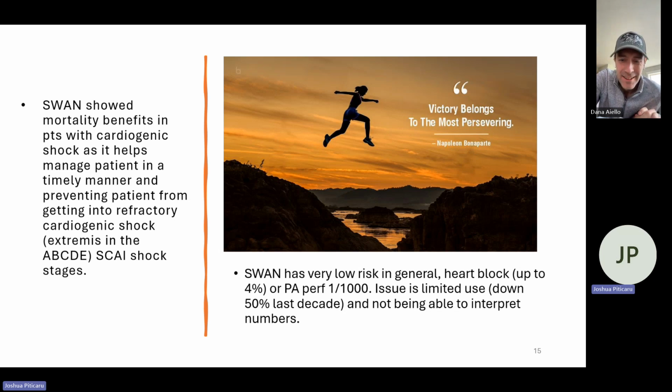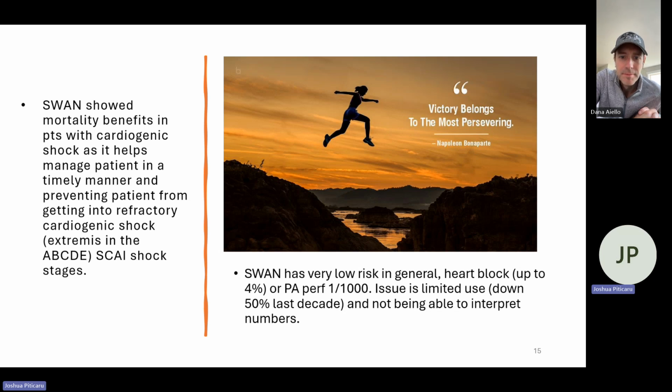Now, SWAN has very low risk in general, okay? So it does cause heart block, from 1 to 4%. So I put 4% because it's just the highest of the percentage. So 1 to 4% can cause a heart block, especially if you have like a left bundle. If you put the SWAN, it usually causes a right bundle. And then you can go to a complete heart block.